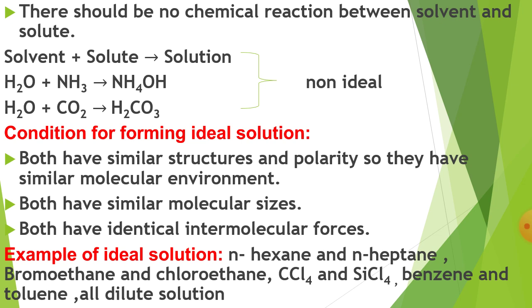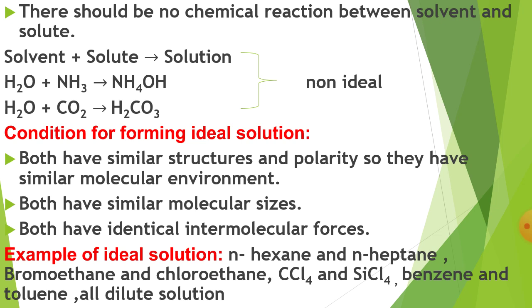Next, there should be no chemical reaction between the solvent and solute. As I told you in the definition of solution, a solution is formed by two or more chemically non-reacting components. Here also, look at the example and try to understand the difference between the ideal and non-ideal solution. Solute plus solvent interaction makes a solution.